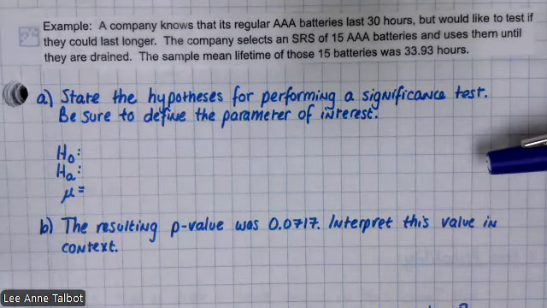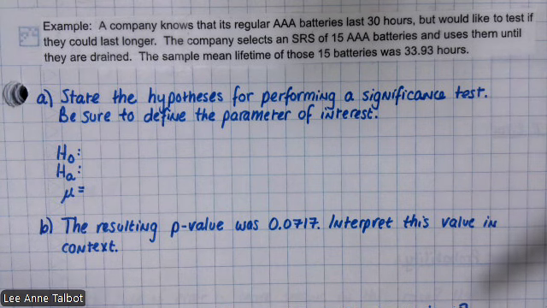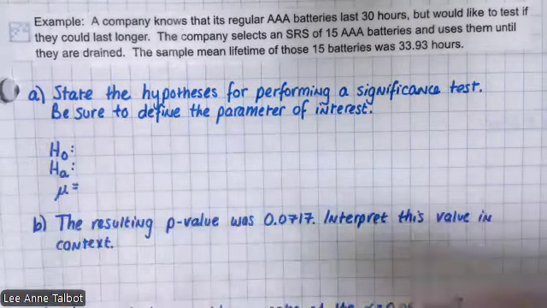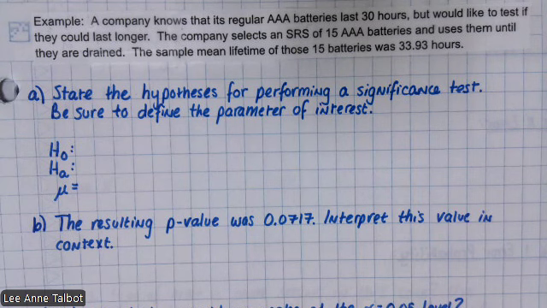It's going to feel a little weird because your last chapter was all about proportions and percentages. This particular problem is about means, but they're not having you do any of the math. So A in this question is what you would write for the state for the FRQ. State the hypotheses for performing a significance test. Be sure to define the parameter of interest.